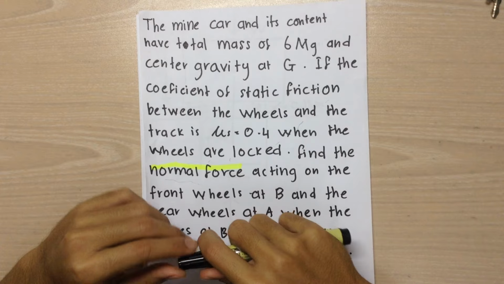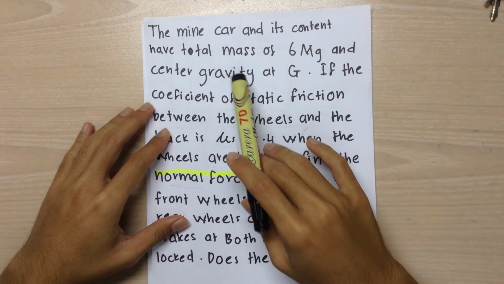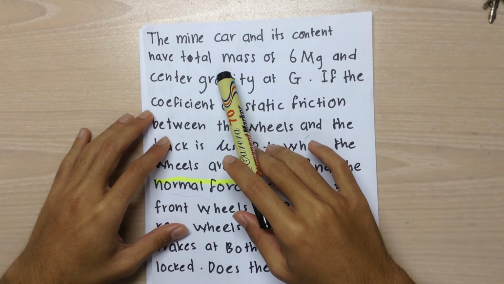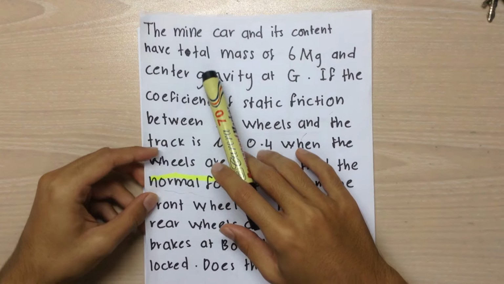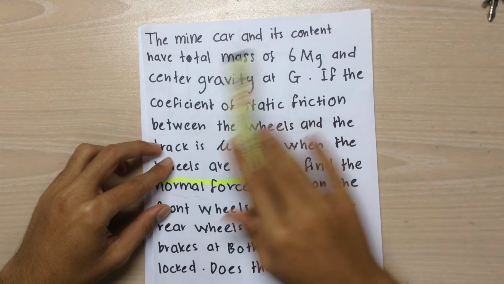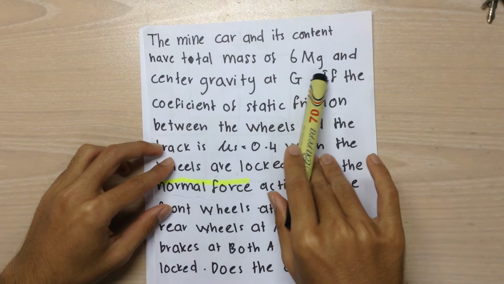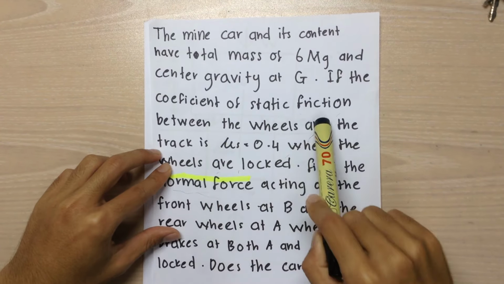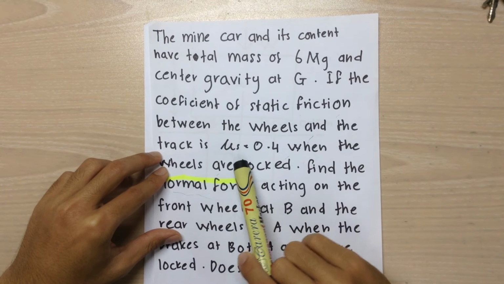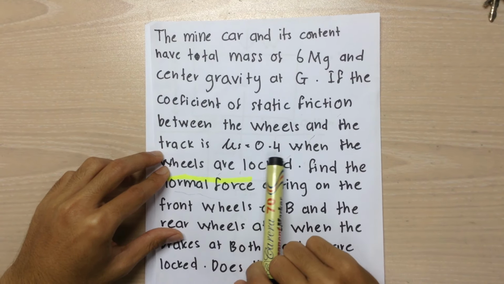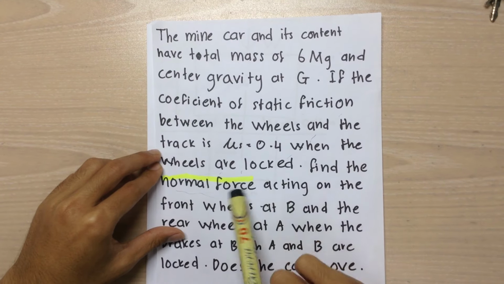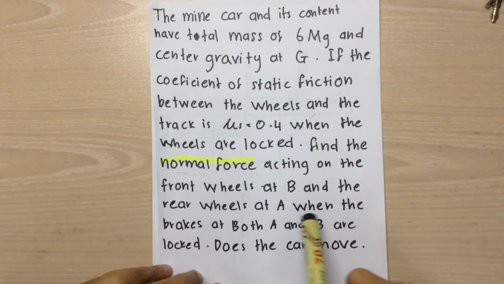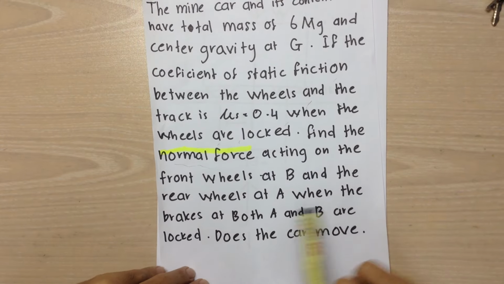Today, our group solves a problem from tutorial B, question 8.10. The question gives a mine car and its contents with total mass of 6 Mg and center of gravity at G. If the coefficient of static friction between the wheels and the track is μs equal to 0.4 when the wheels are locked, find the normal force acting on the front wheels at B and the rear wheels at A when the brakes at both A and B are locked.